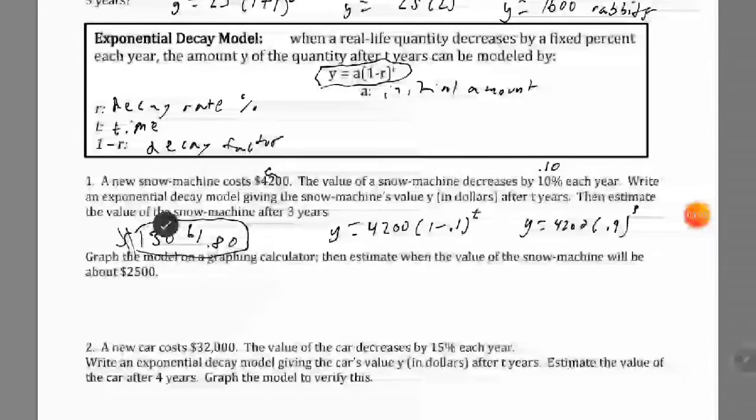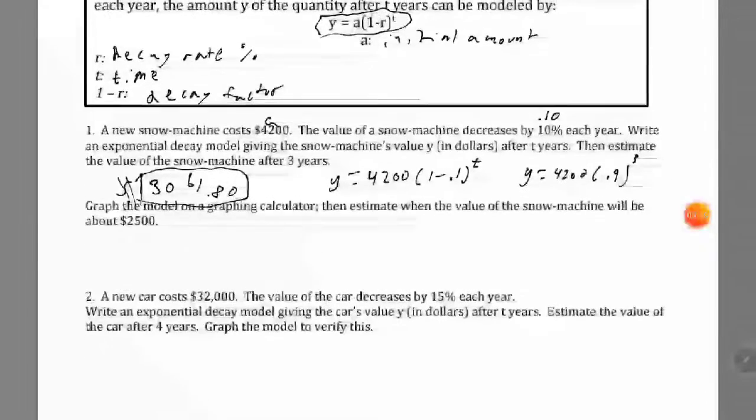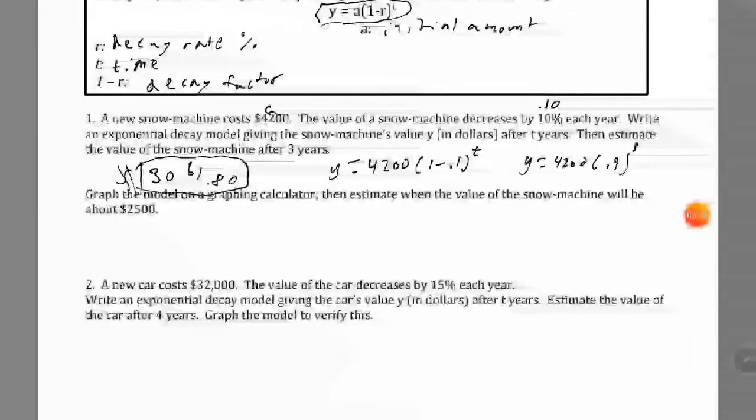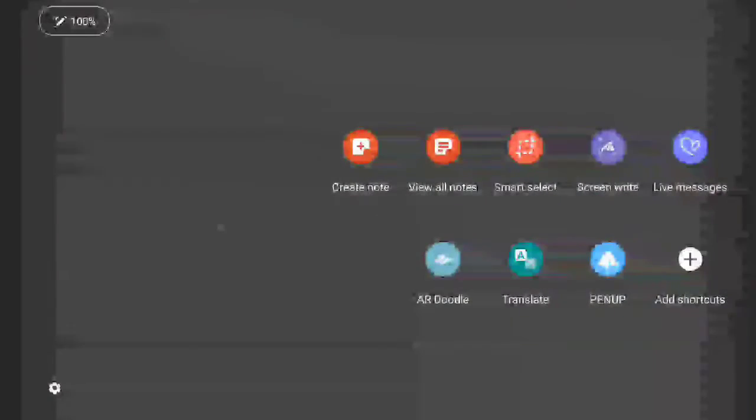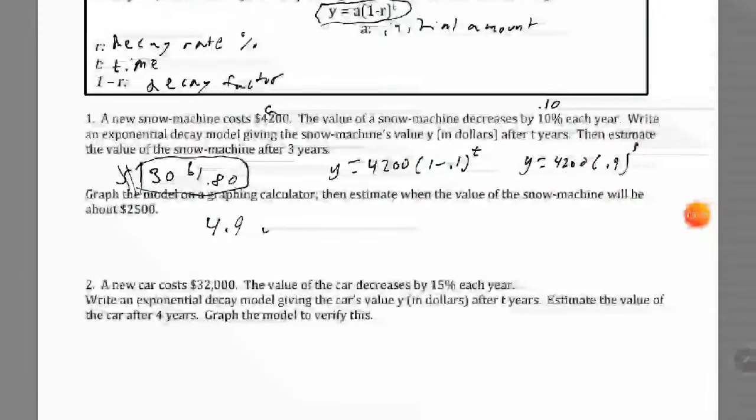So you went from 4,200 down to $3,061 in 3 years. It's not bad. Part B, graph it on a graphing calculator, then estimate when the value of the snow machine will be about 2,500. I'm going to skip the graphing part, but it's about 4.9 years.